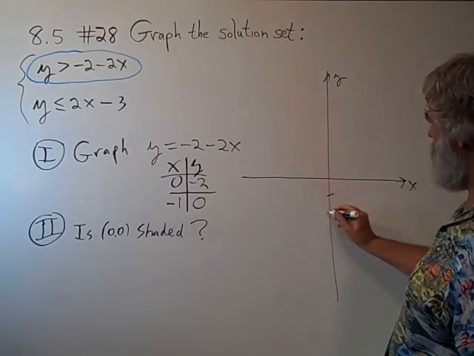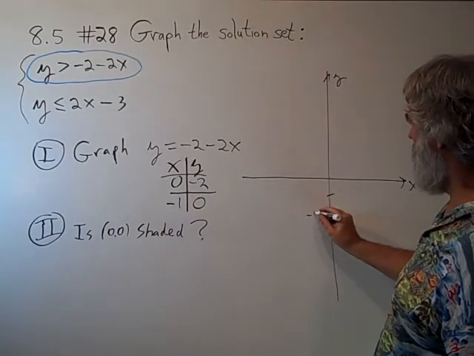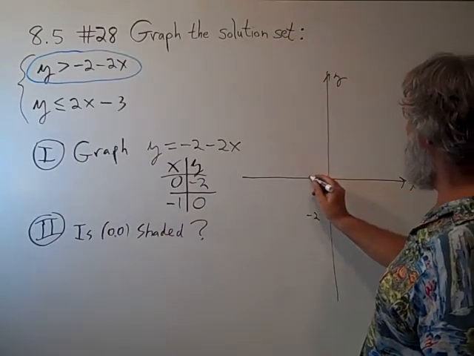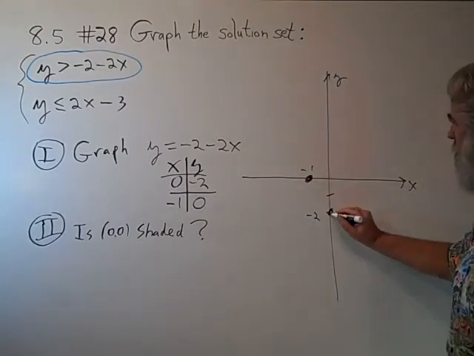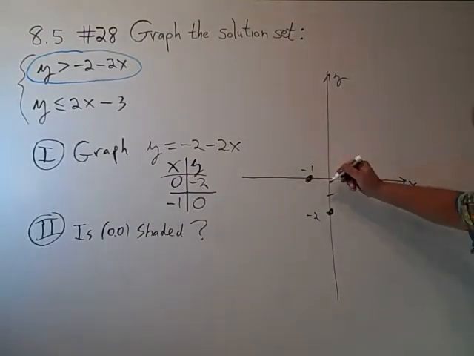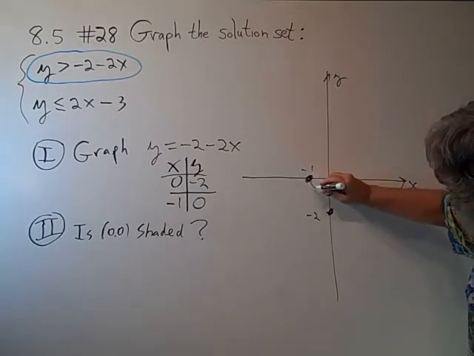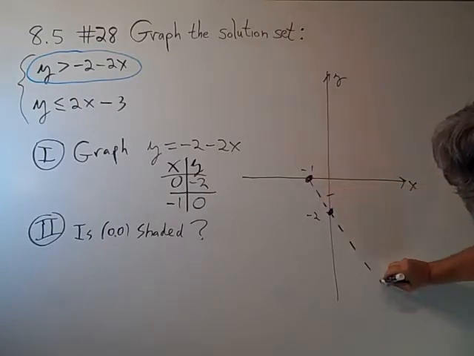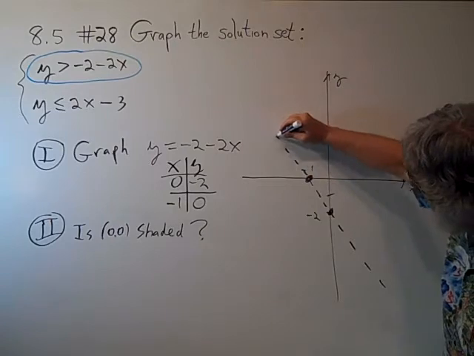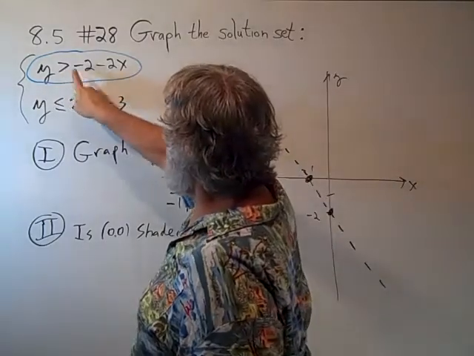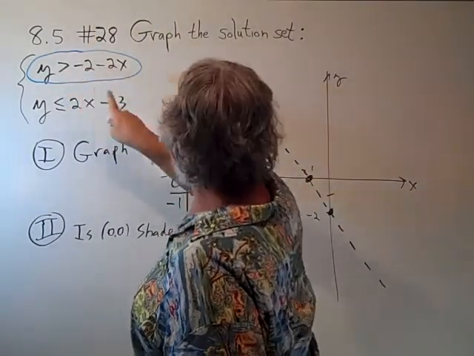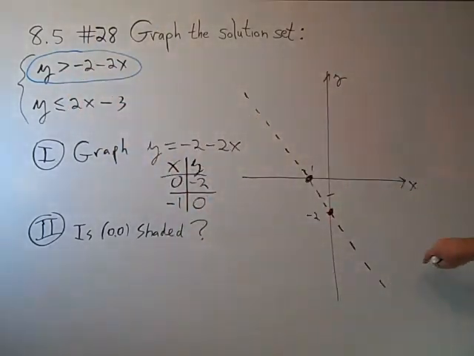0, -2 is down here, and -1, 0 is right here. So those are the 2 points that are on this line, and the line will be then the dashed line between these 2 points. Now we need to decide which side of the line to shade. Well, we know y is bigger than means above, so it's the top side that gets shaded.